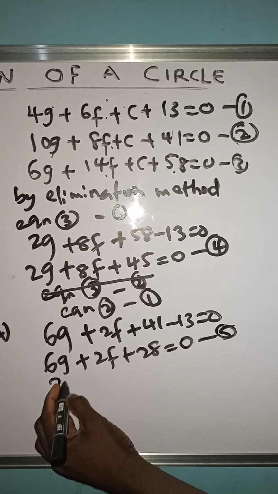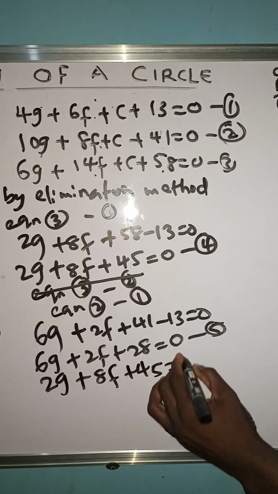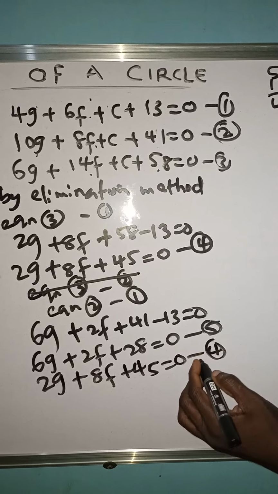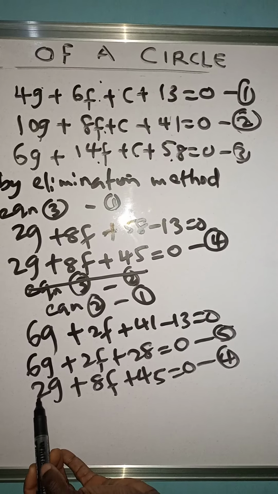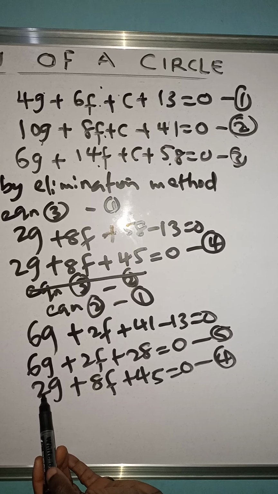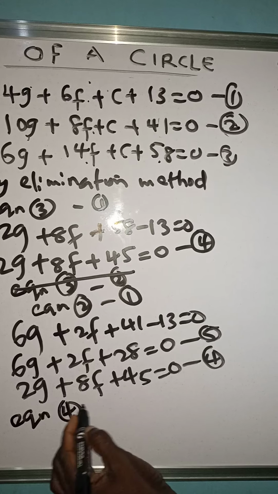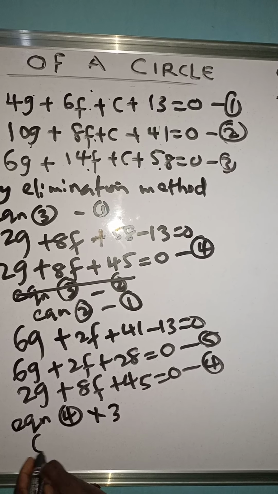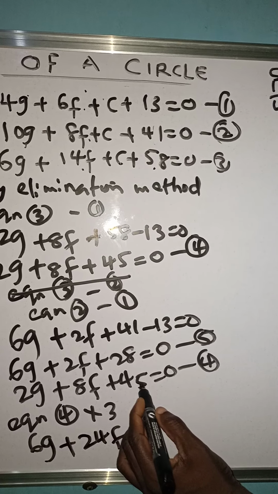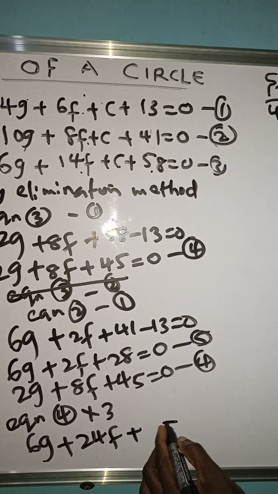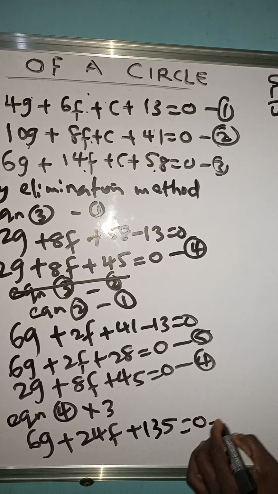I'll be solving equations 4 and 5 simultaneously. This is equation 4. By elimination method, if you multiply equation 4 by 3, you make g 6, so you can eliminate g. So you state your work. Equation 4 times 3: 3 times 2, that's 6g, plus 3 times 8 is 24f, plus 3 times 45, which is 135, equals 0. This is a new equation 6.